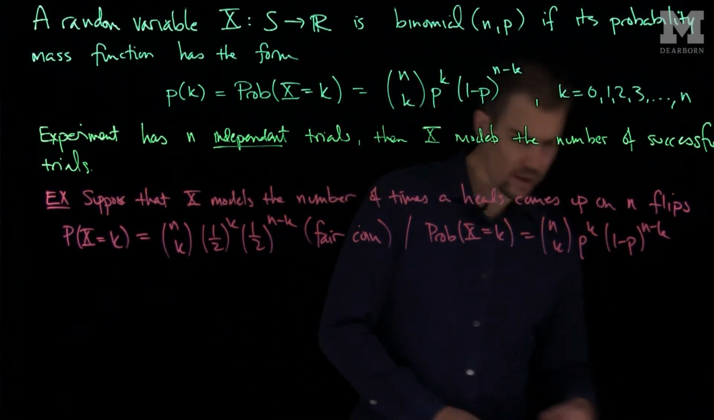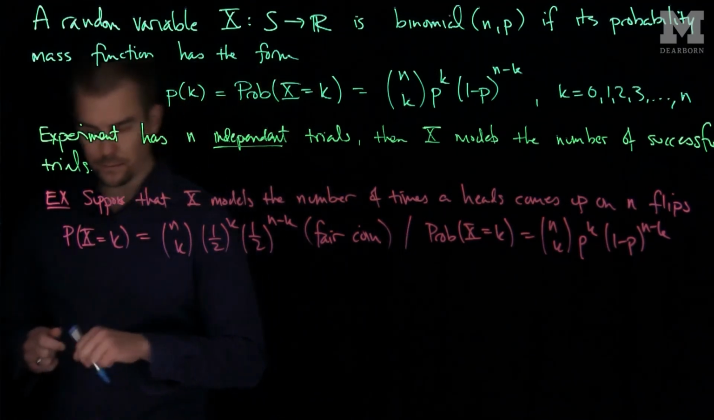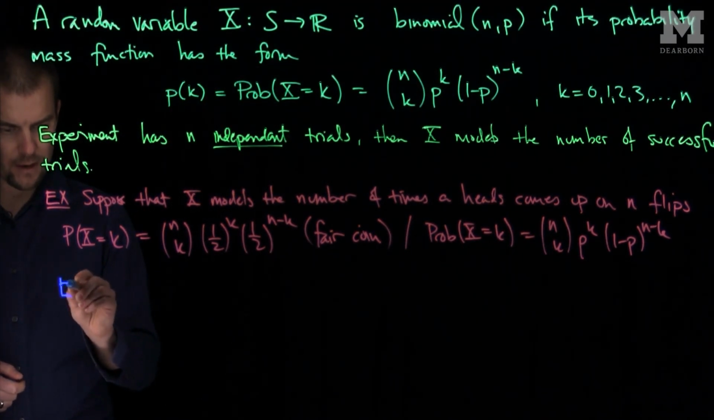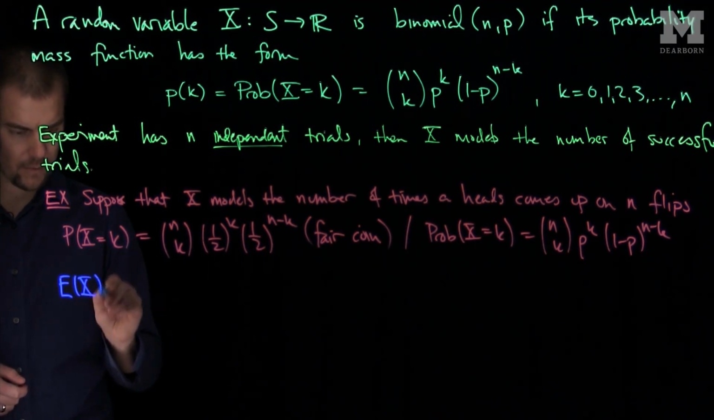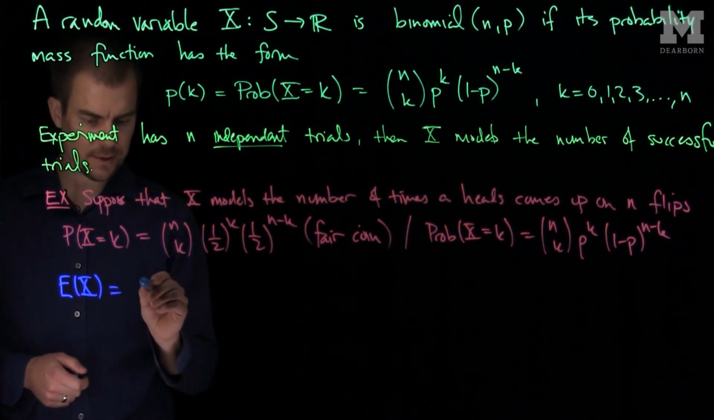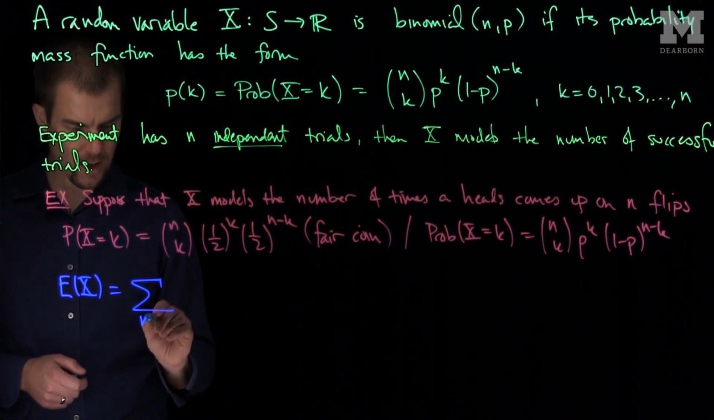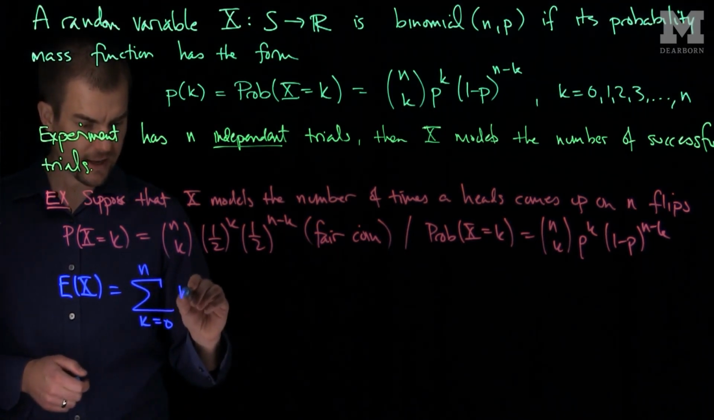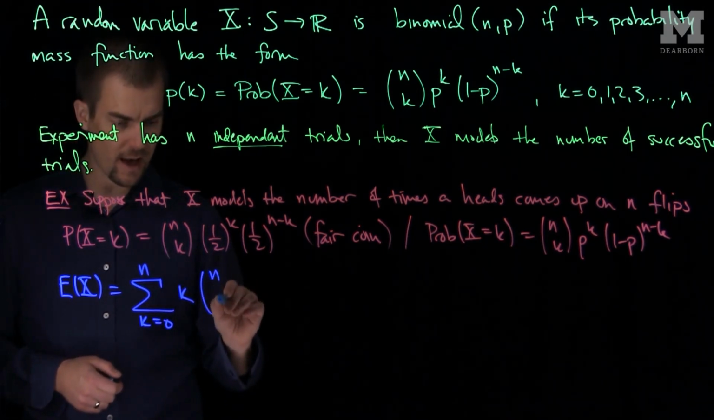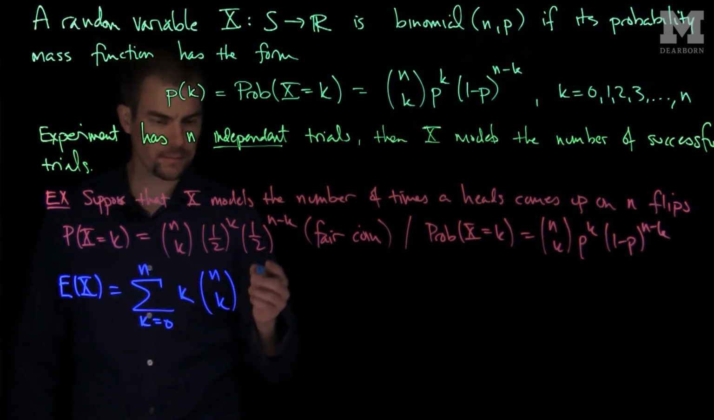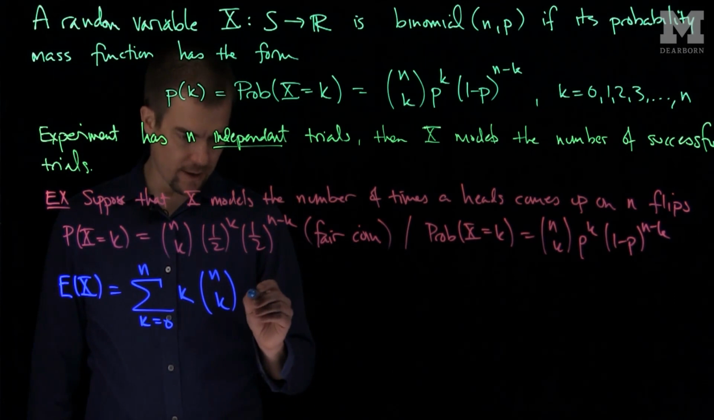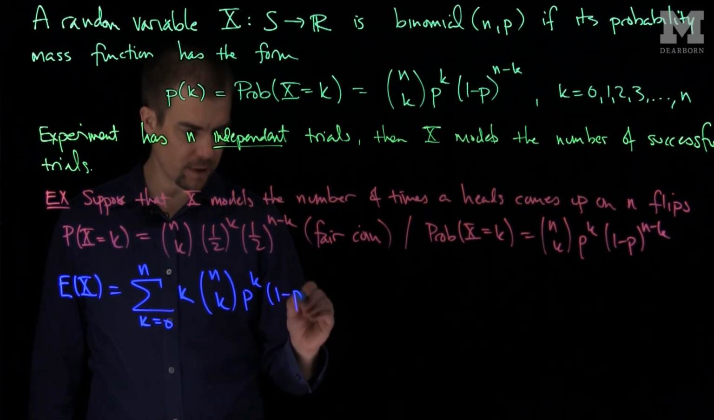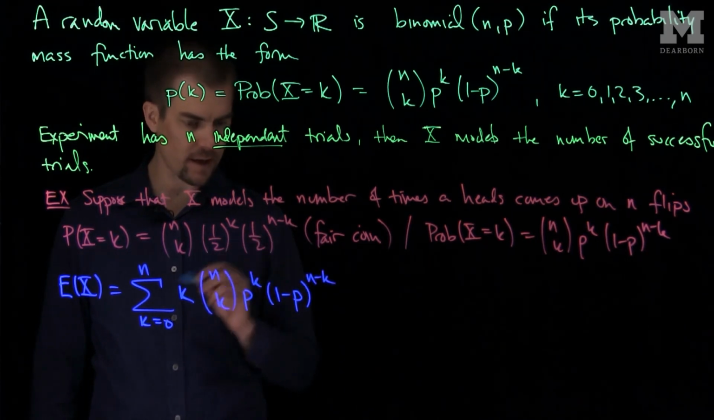And now we'd like to compute the mean of a binomial random variable. So how do we compute the mean of this thing? If I compute the expected value of x, this is going to be the sum, k goes from 0 up to n, of k, and then n choose k, and then we'll have a p to the k, and then a 1 minus p to the n minus k.